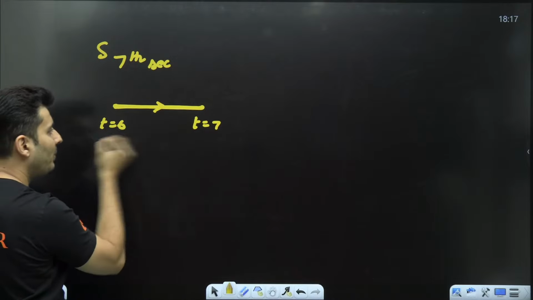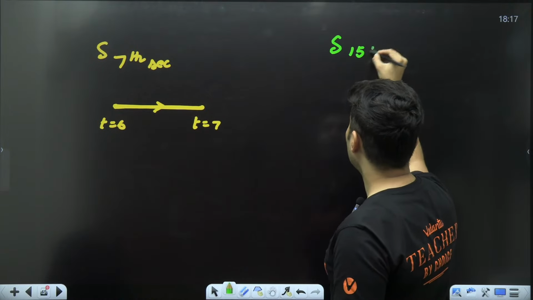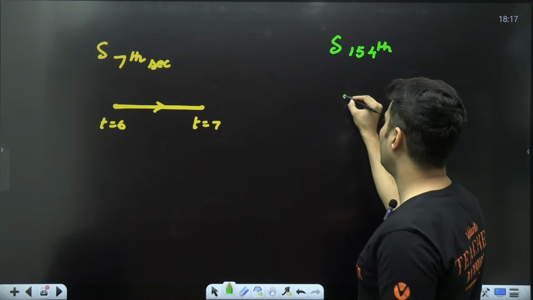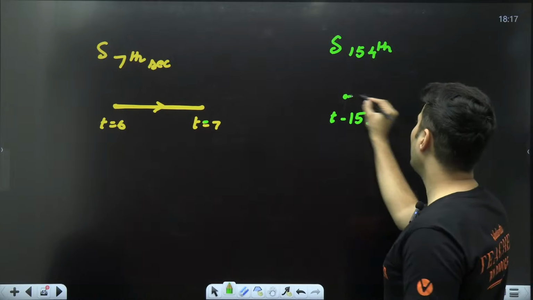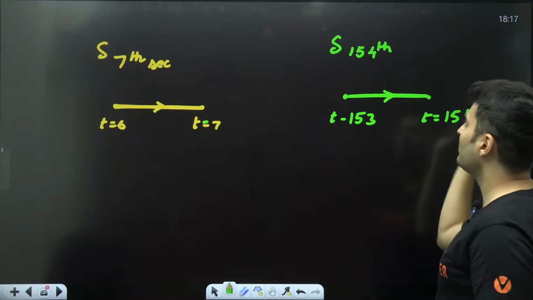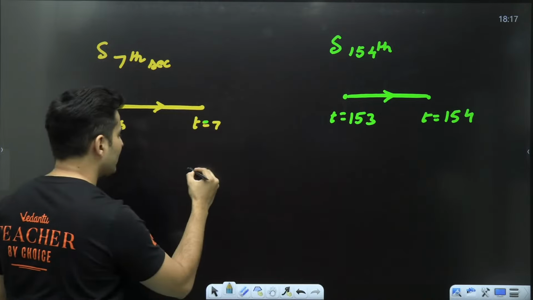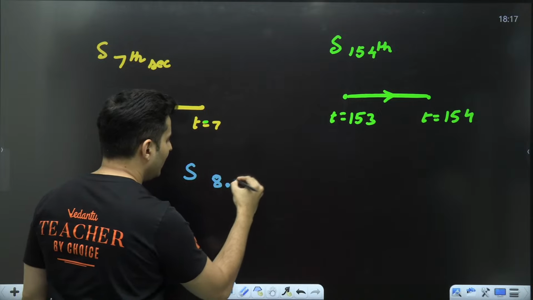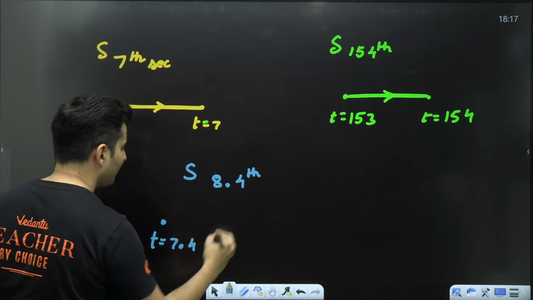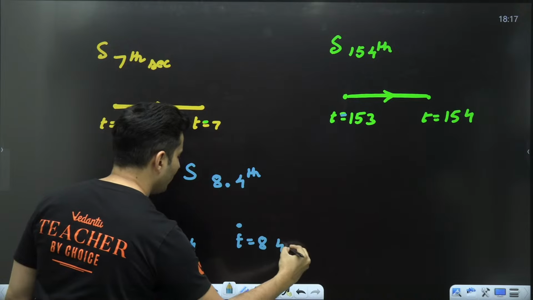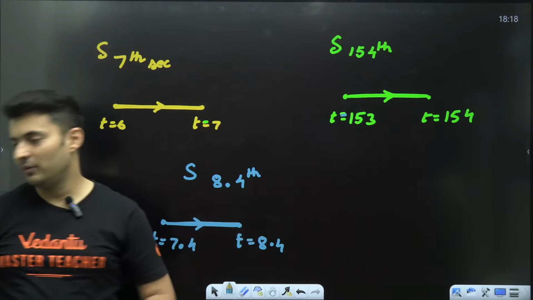How much is the displacement in the previous second? Similarly, if I say displacement in the 154th second, it means go 1 second before when t was 153 and then come to t is equal to 154. How much did you move in that much time? That is your displacement in the 154th second. Similarly, if somebody tells you displacement in the 8.4th second, go 1 second before. So that is basically t is equal to 7.4, and now come to t is equal to 8.4. So in this 1 second interval, how much did you move? That is displacement in the 8.4th second.